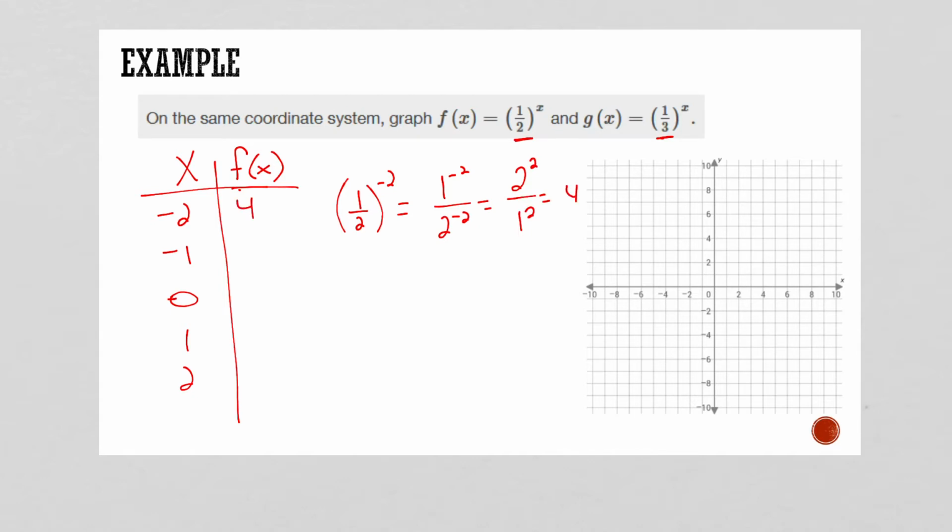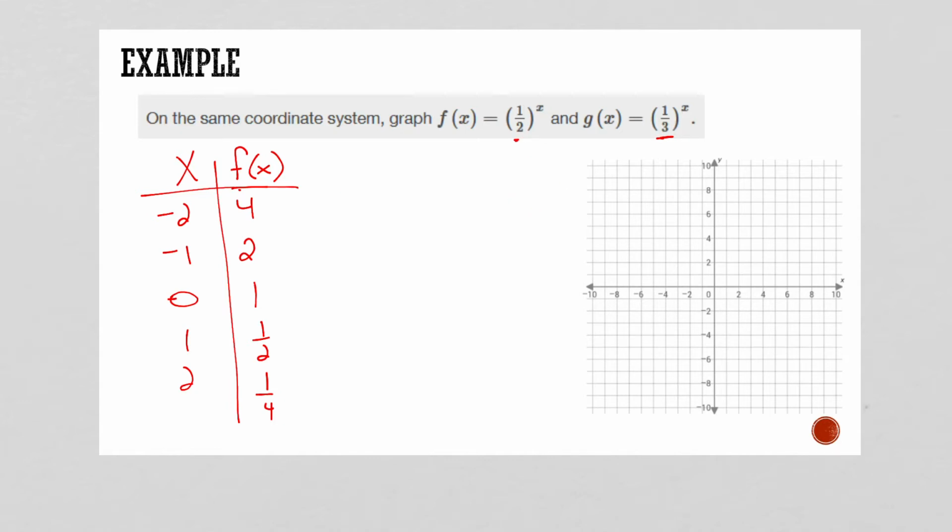Okay? And then, whenever I do the same thing with -1, I'm not going to really go through that math, but you end up with 2. Anything raised to the 0 power is 1. 1/2 raised to the first power is just 1/2. And then 1/2 raised to the second power is 1/4. Okay, so I'm going to go ahead and erase this work right here. So if you don't have it written down, you should get it that way.